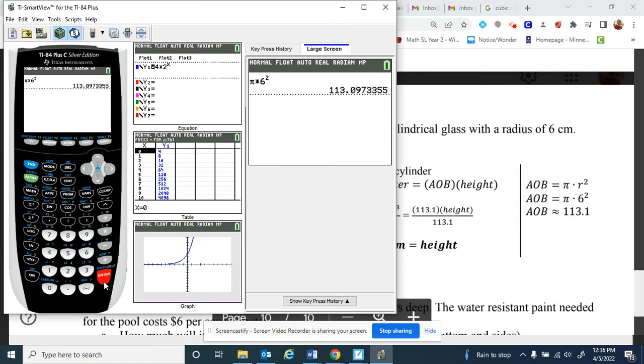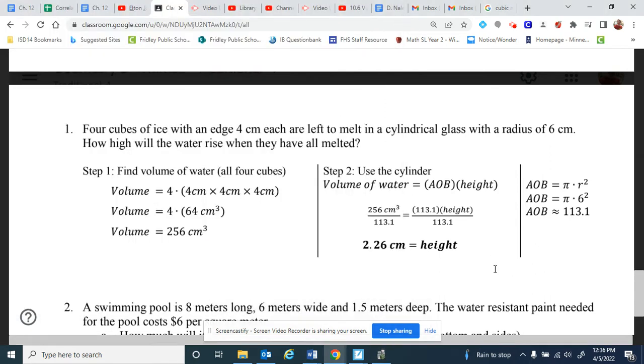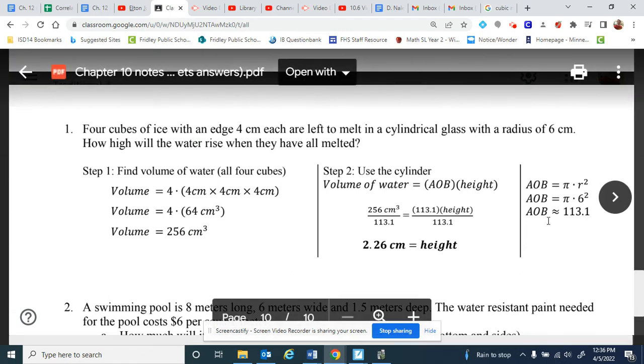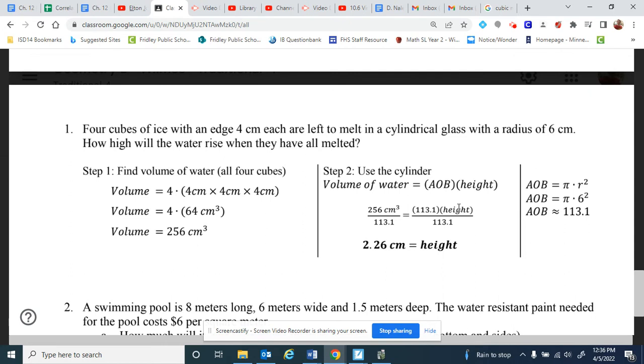We get 113.097, so we'll round that to 113.1. That's the area of our base of our cylinder. And what we're going to do is multiply that by the height to get the volume. So we don't know the height, but we do know the volume of the ice cubes, and that's 256. So what we're going to do is divide both sides by 113.1, that number, and we'll solve for the height.